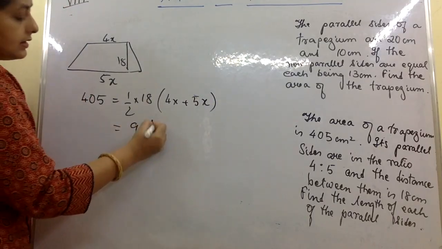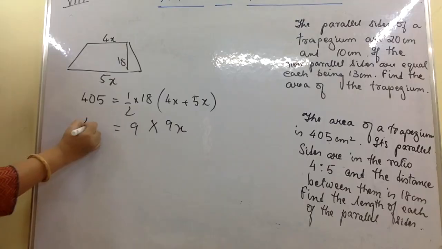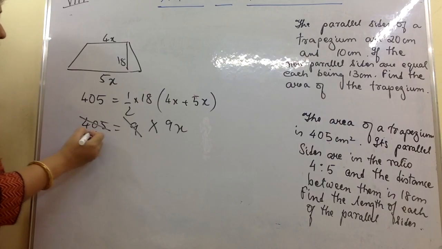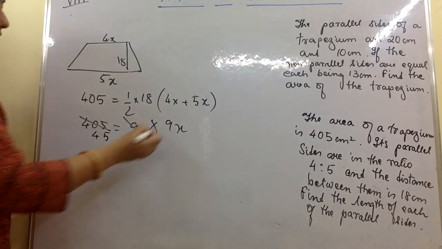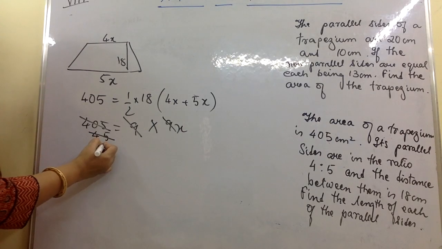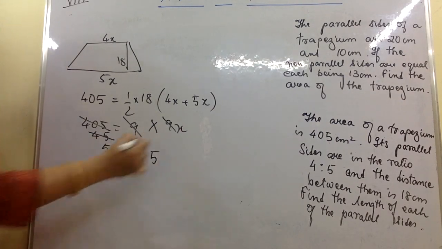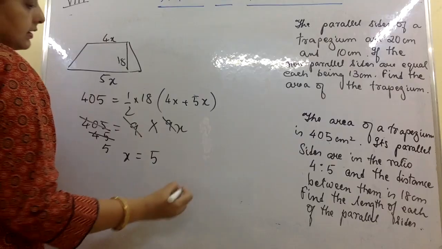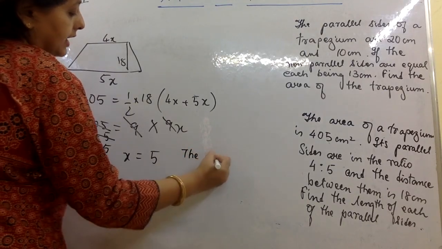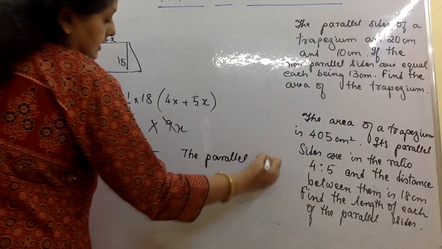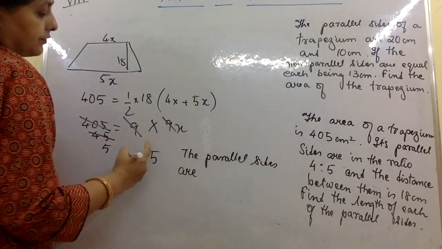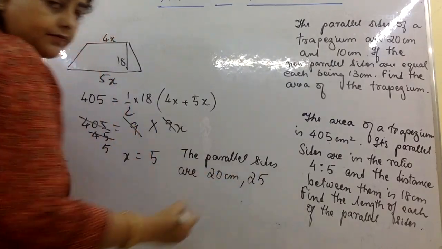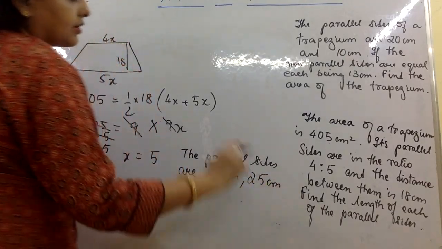Once we do that, 9 into 9x is equal to 405. 9 fours are 36 and 9 fives are 45, again 9, this is again 5. So x is equal to 5. So the parallel sides are 4 into 5, that is 20 centimeter, and 5 into 5, that is 25 centimeter. Okay, so these were two types of questions.